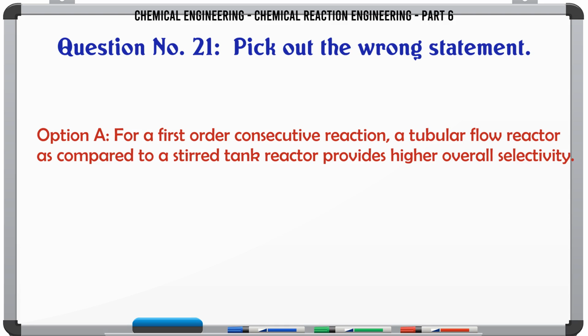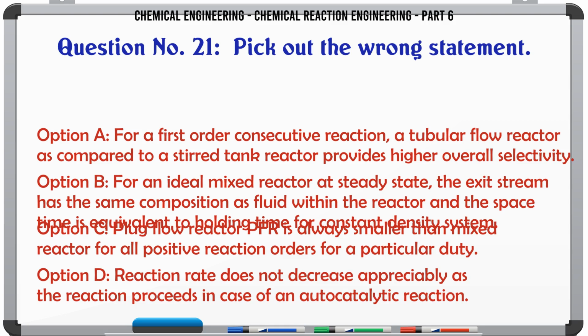For a first-order consecutive reaction, a tubular flow reactor as compared to a stirred tank reactor provides higher overall selectivity. B. For an ideal mixed reactor at steady state, the exit stream has the same composition as fluid within the reactor, and the space-time is equivalent to holding time for constant density system. C. Plug flow reactor (PFR) is always smaller than mixed reactor for all positive reaction orders for a particular duty. D. Reaction rate does not decrease appreciably as the reaction proceeds in case of an autocatalytic reaction.